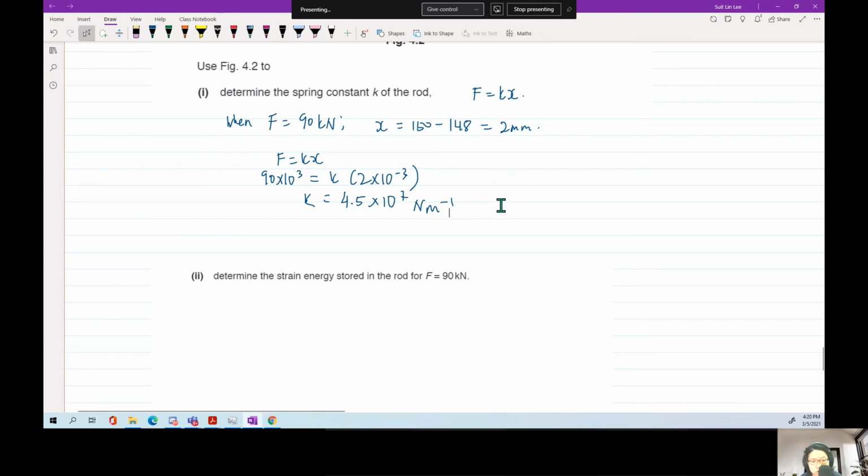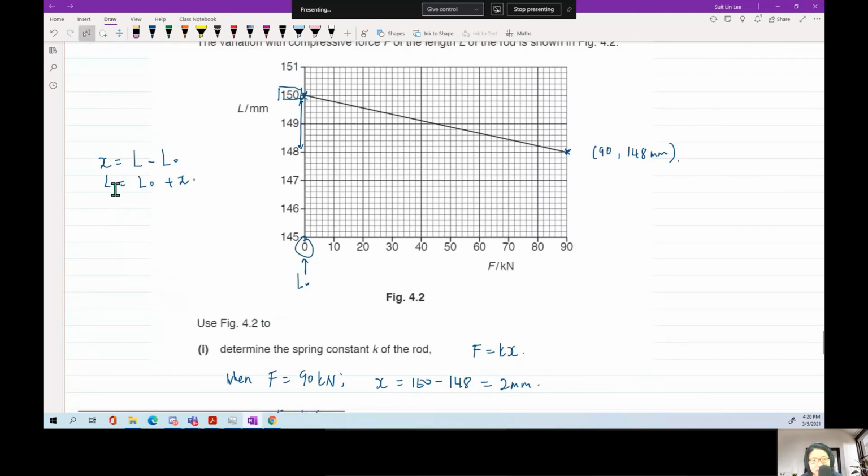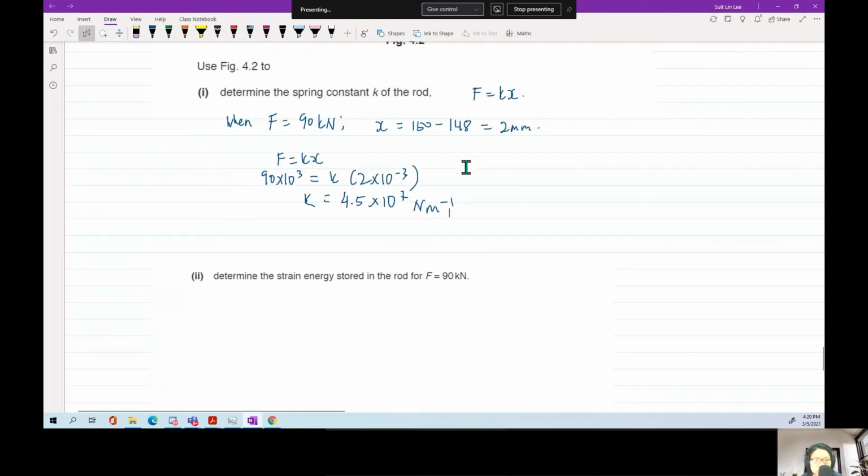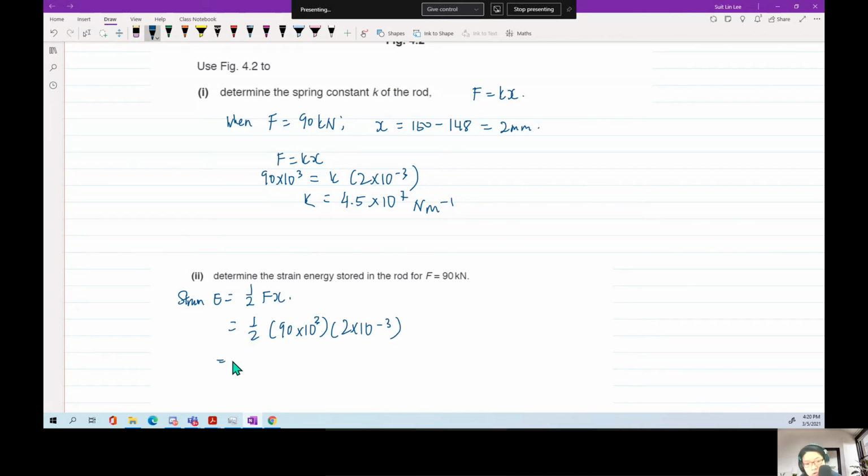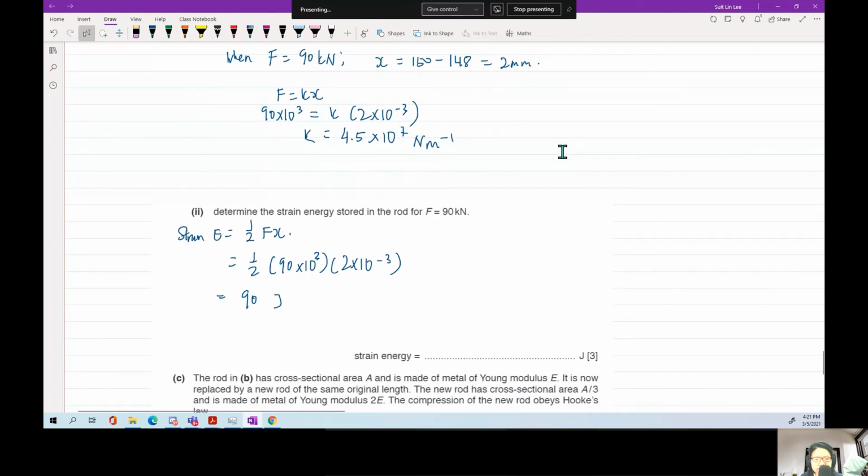Determine the strain energy stored in the rod for 90 kilonewton. If you want to find the strain energy, the most straightforward way is to use half Fx, because you already have the force, 90, and your extension is 2. So that gives 90 joule.